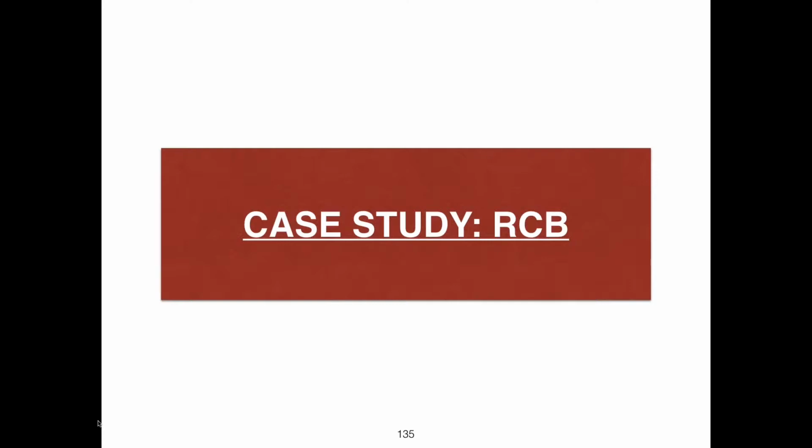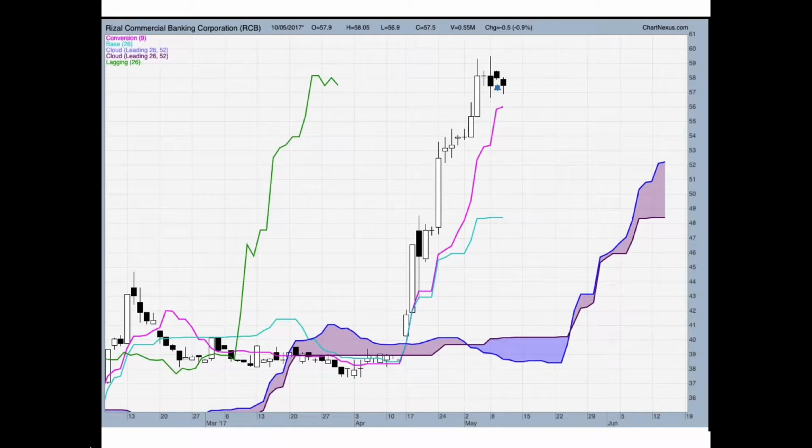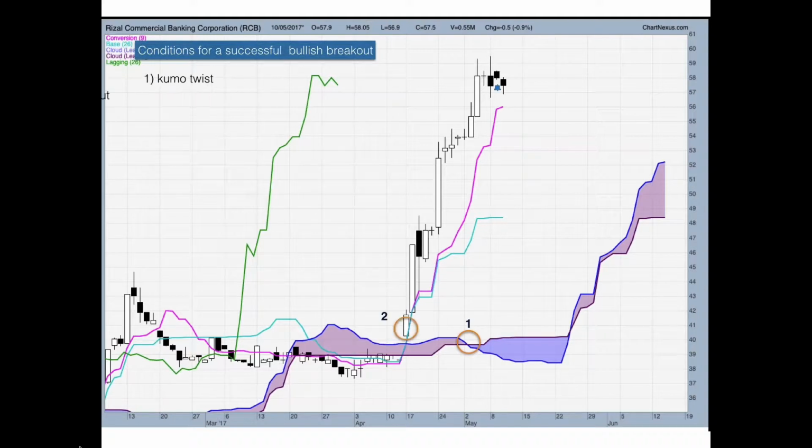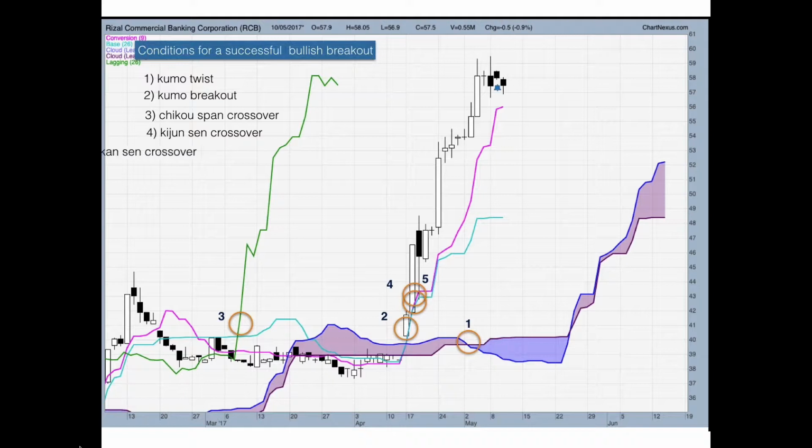Let's go to RCB. Again, you see the common characteristics of strong breakouts. There's a Kumo twist in number 1. Kumo breakout in number 2. The Chikou span crossover. The Kijun Sen crossover in number 4. And the Tenkan Sen crossover in number 5. All these happened on top of the Kumo, resulting in a strong price move for RCB.